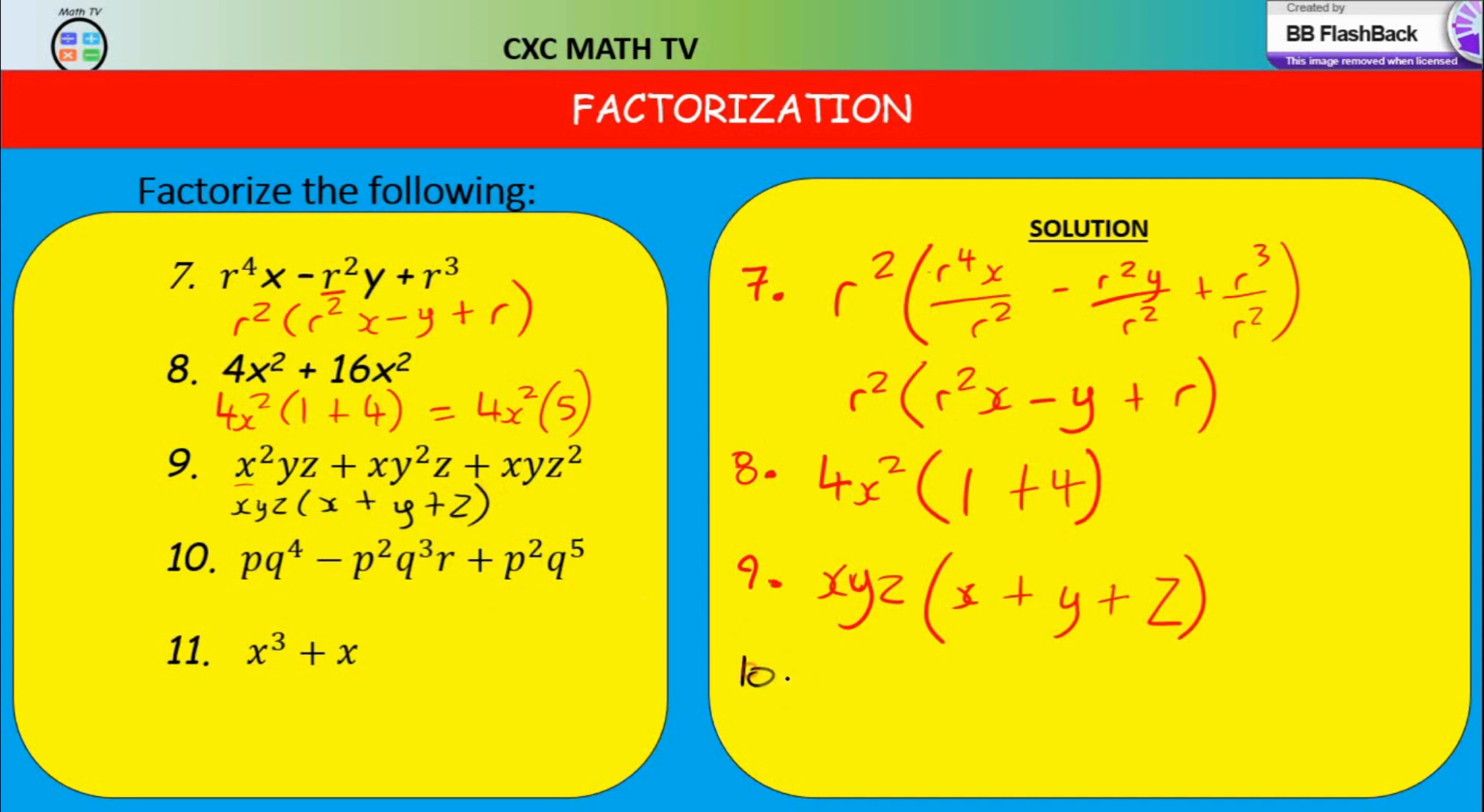Number 10. What do they have in common? We see they have p in common. We see they have q in common. It's just pq they have in common. So if we take out p from p, that's gone. Q to the 4 divided by q, that leaves what? Q cubed. So we can write it down here. Q cubed, minus, put back the minus sign. P squared divided by p, leaves p. And then q cubed divided by q, leaves q squared. Put back your r. Plus, we divide p squared by p, we have p there. And then q to the 5th divided by q, we have what? Q to the 4.